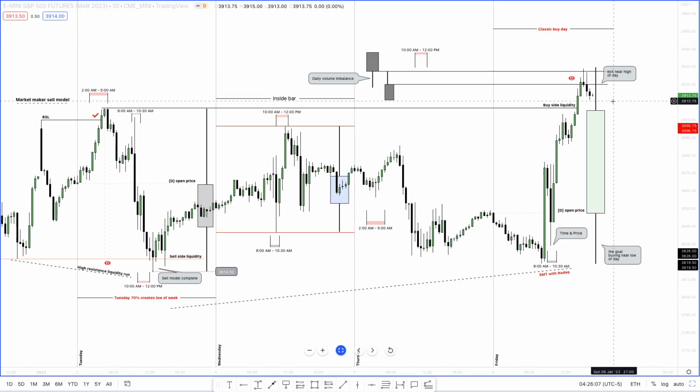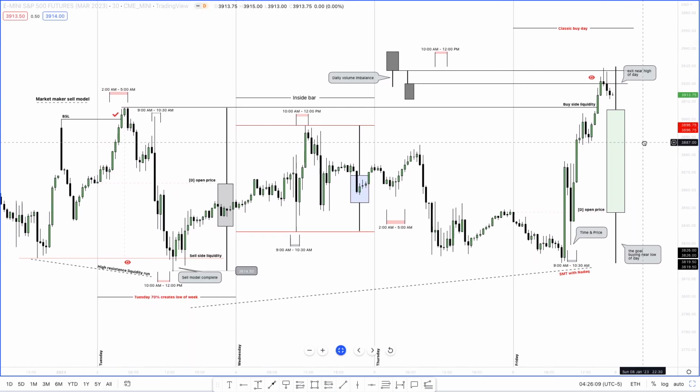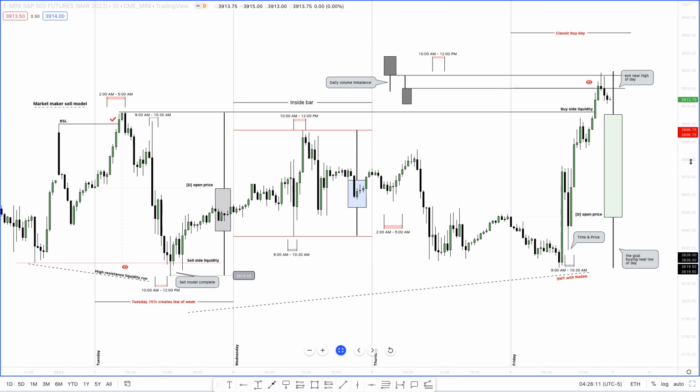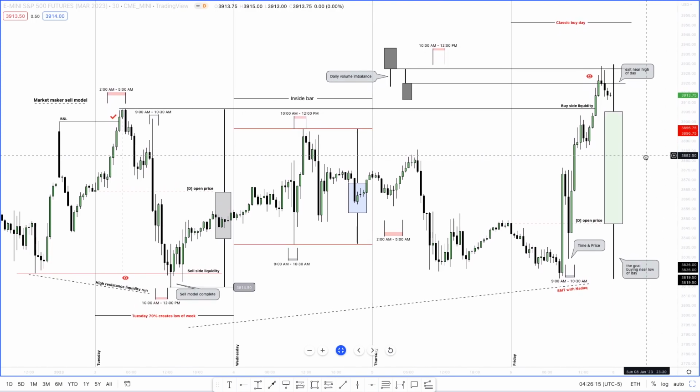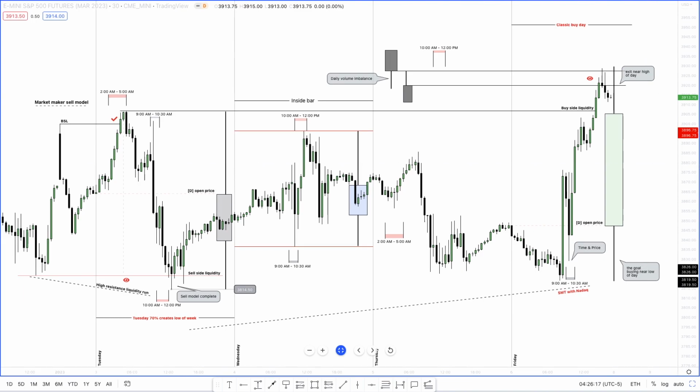So this is the same E-mini S&P 500 chart, but with a little bit more lipstick.